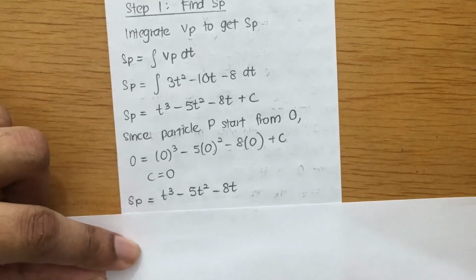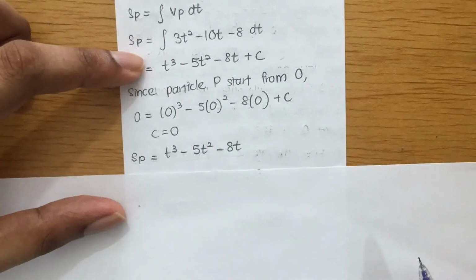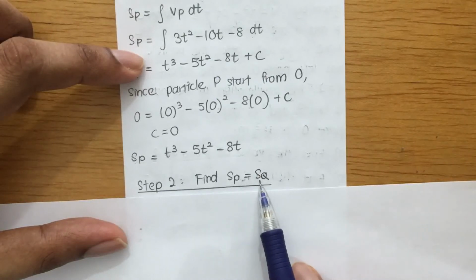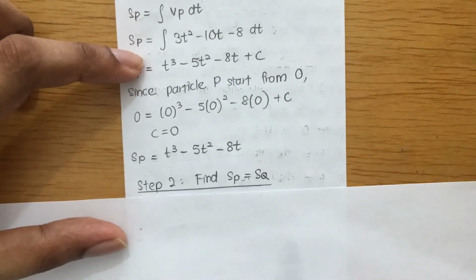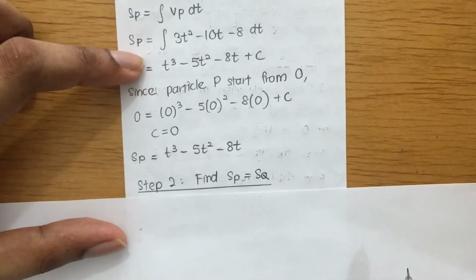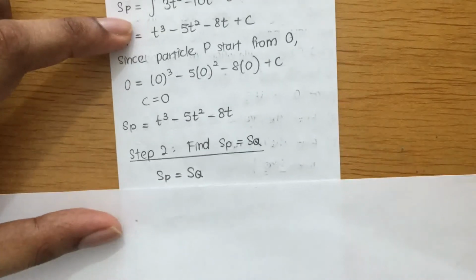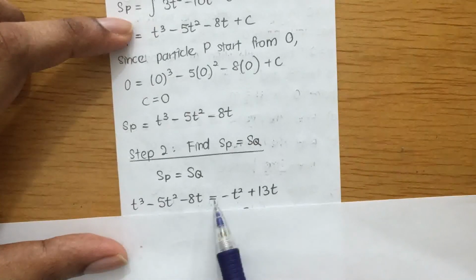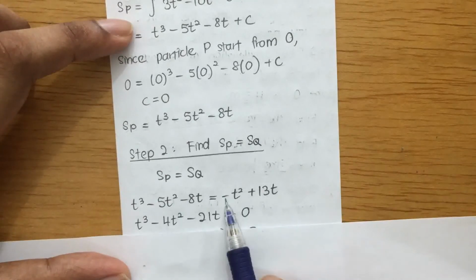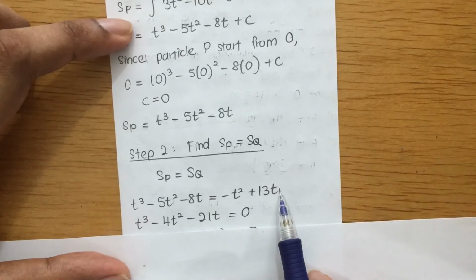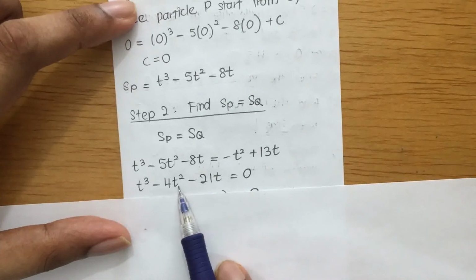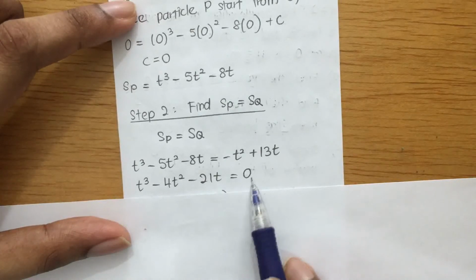Once you identify the displacement of P, the second step is to find the expression such that the displacement of P is equal to the displacement of Q. So now we can proceed to find this expression. From here you equate these two equations: t cubed minus 5t squared minus 8t equals negative t squared plus 13t. This negative t squared plus 13t, you move it to the left hand side. So from here you calculate, and you should get t cubed minus 4t squared minus 21t equals 0.